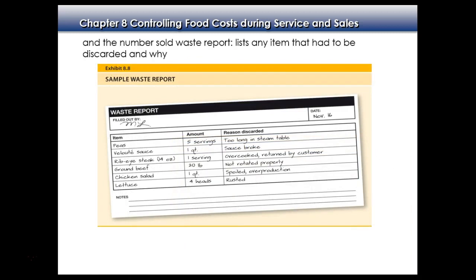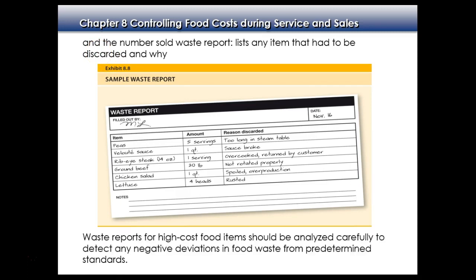And then you have your waste report. Sorry about that. So this is just whatever it was discarded, what it was and why. Waste reports for high-cost food items should be analyzed carefully to detect any negative deviations in food waste from predetermined standards. All right, again, it's still what it is and why.